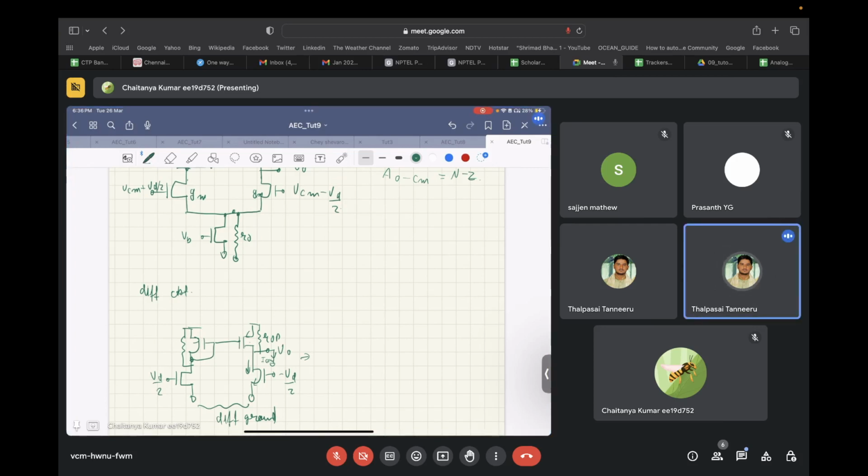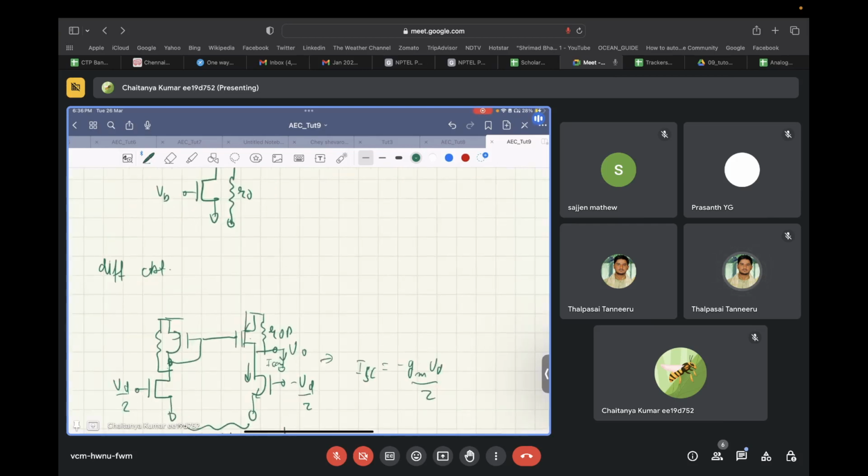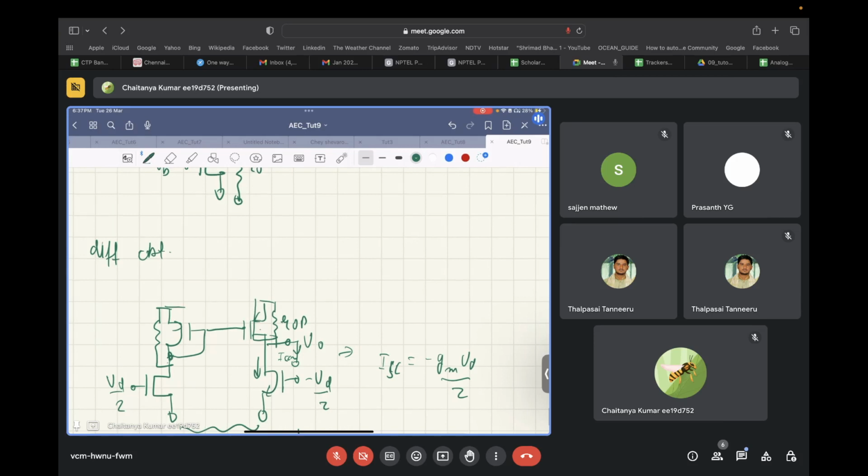So one part is ISC equal to minus Gm times Vd by 2, and there will be some current that will be pushed from the top into this circuit. What will be pushed or pulled from the top into this circuit? What will be the mechanism for that? So here we have Vd by 2, so a current of Gm times Vd by 2 will be pulled from this side.